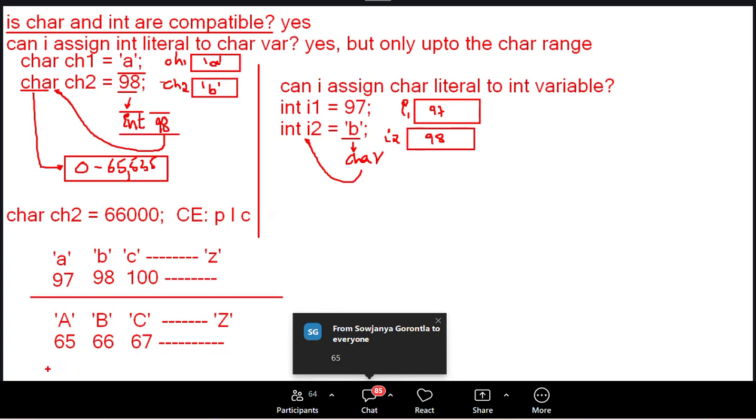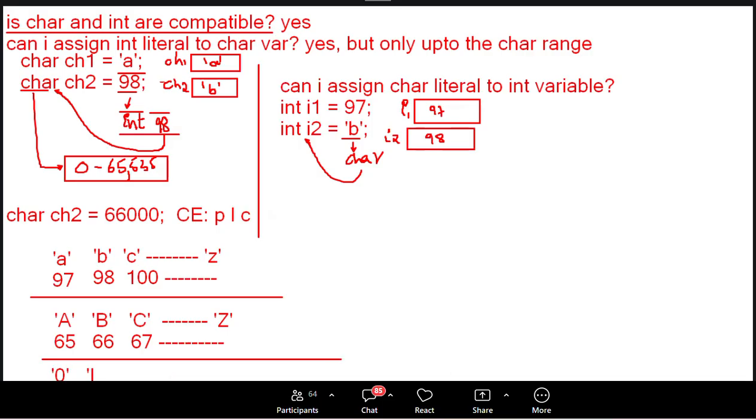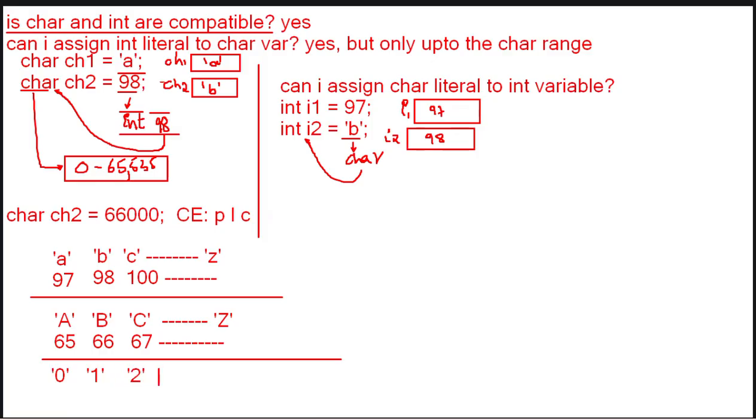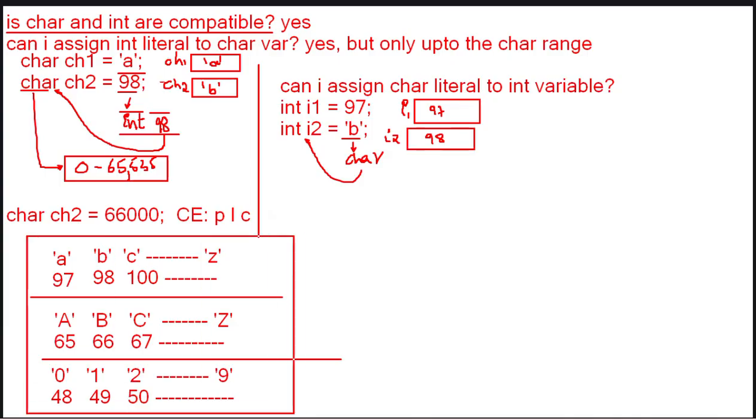Very important. I can also represent a digit as a character. Single quote 0, single quote 1, single quote 2, dot, dot, dot, single quote 9. Then single quote 0, number format is not 0, it is 48. Single quote 0, single quote 1, number format is what? 49, 48, 49, 50. Dot, dot, dot. Understand? You must remember this table.